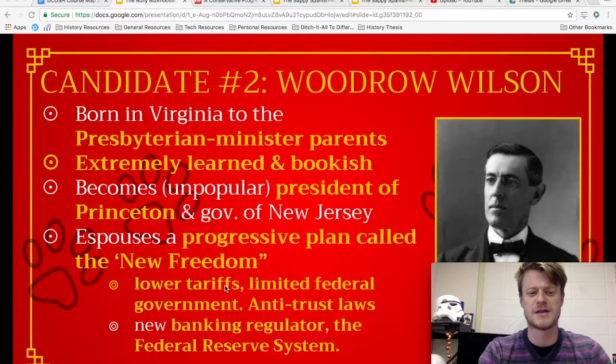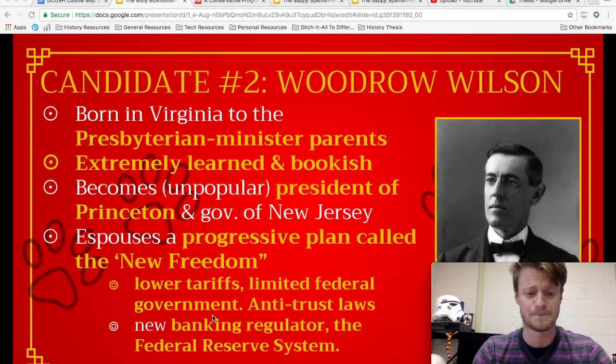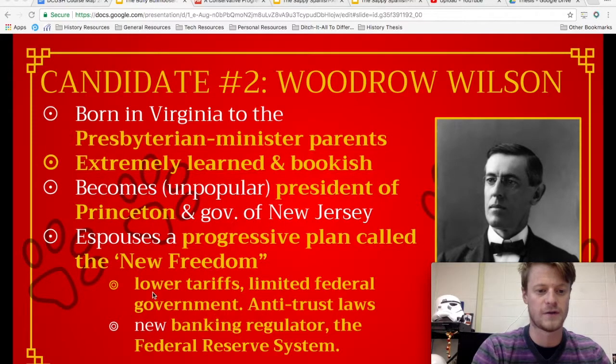But you'll notice in here there's limited federal government even though he is a progressive, which is, in some senses, the opposite of what a progressive would espouse, right? Because they're going to use something called positive statism, using the power of the state to make change happen. So that's his big thing. Again, it's his progressive plan called New Freedom, and it's all these things right here. You want to make sure that you know them.